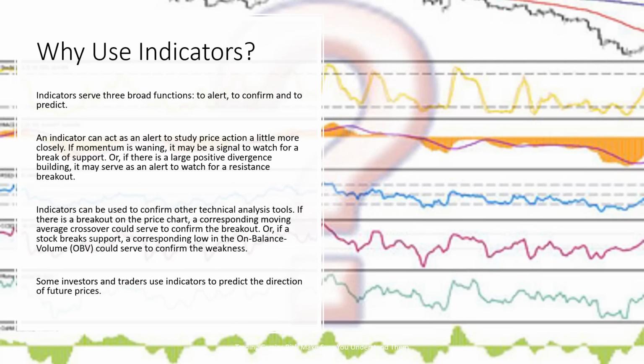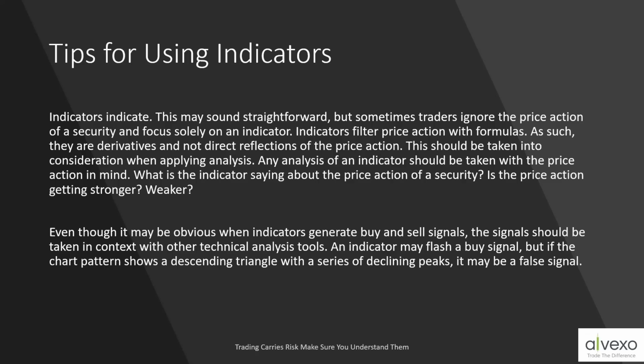Indicators can be used to confirm other technical analysis tools. So in other words, if you're a pattern watcher like me and a triangle is developing on my charts, when I see the breakout, I need something to confirm if that breakout is just a tick or is it a good breakout, and then I can use my momentum indicators, my volume indicators to confirm my decision. Some traders and investors use indicators to predict the direction of future prices.